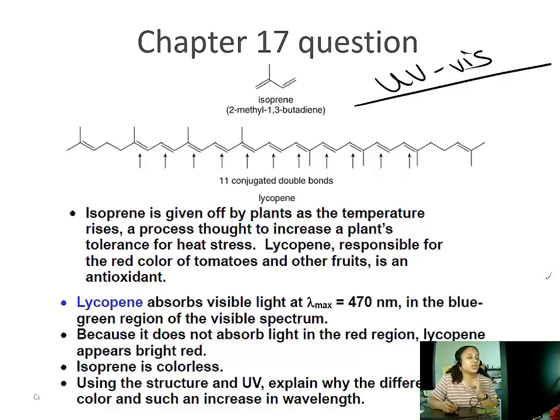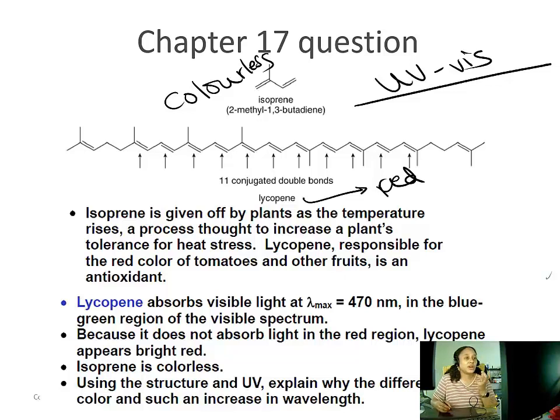When I talk about conjugation, we're talking about alternating double bonds. You read about that in the textbook, and if you didn't read the textbook, please at least skim it. Lycopene is a compound that has lots of conjugation, and isoprene is a compound that does not have very much, just a little bit. Isoprene is colorless, whereas lycopene, which is in things like tomatoes and watermelons, is actually what gives them the red color. And if you remember from high school or middle school, we know our little color wheel.